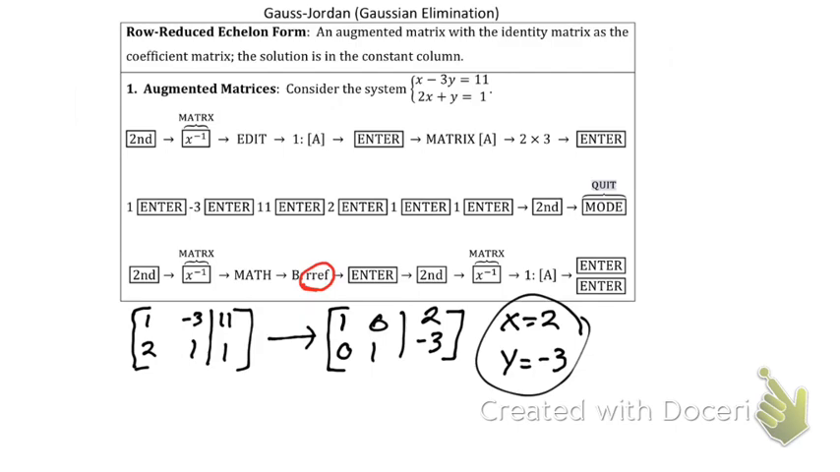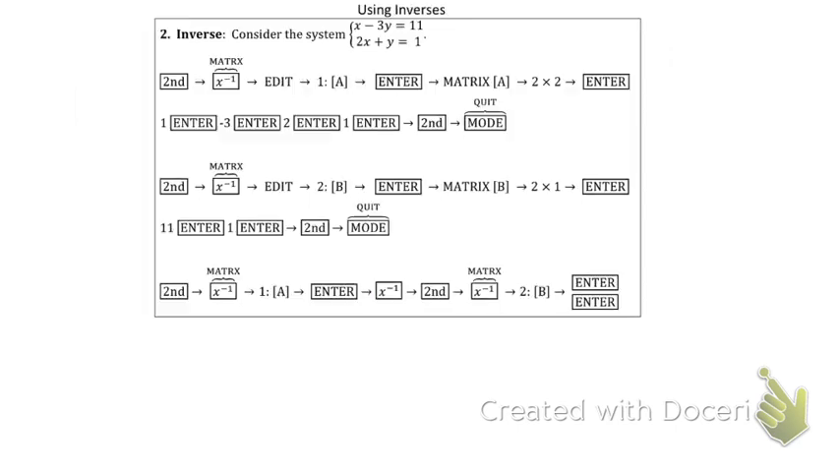All right, now we're going to get into something new. Well, not new, because we did this yesterday using inverses, but we didn't talk about using our calculator to do inverses. When using inverses, just remember that what's actually happening is we're turning this into a series of matrices where we have 1, -3, 2, 1, and we're multiplying that by x, y, and that's going to equal 11, 1.